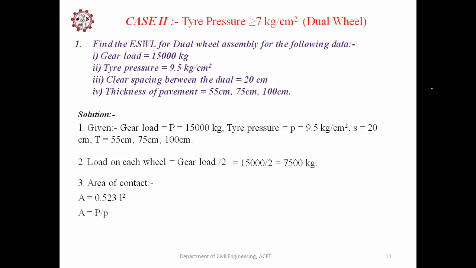So the area will be load on each gear upon tire pressure. The load on each gear we have calculated is 7500, divided by the tire pressure of 9.5. So you are getting 789.47 centimeter square area. After getting the area, substitute in the above formula, and you will get the value of L, which is the radius of contact, 38.85 centimeter.